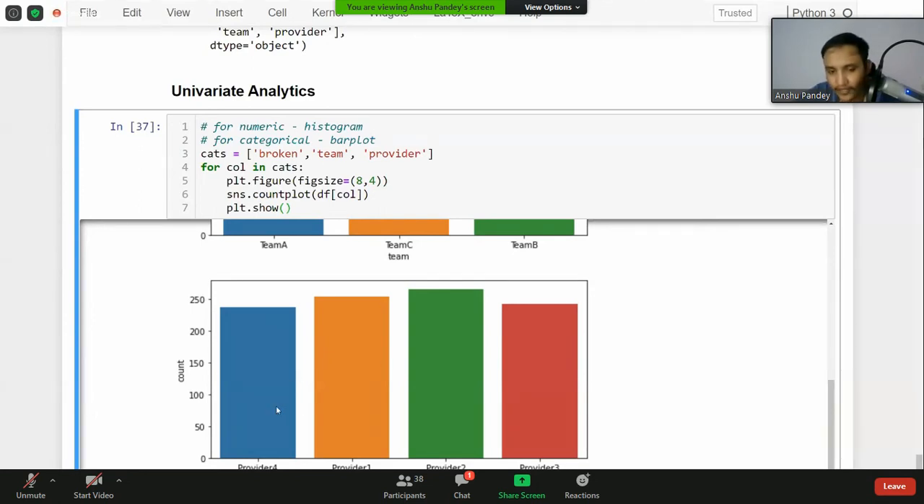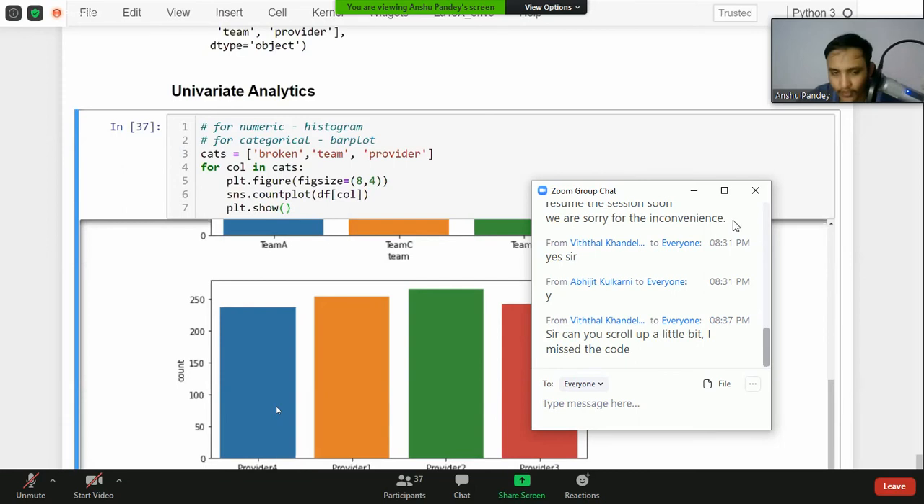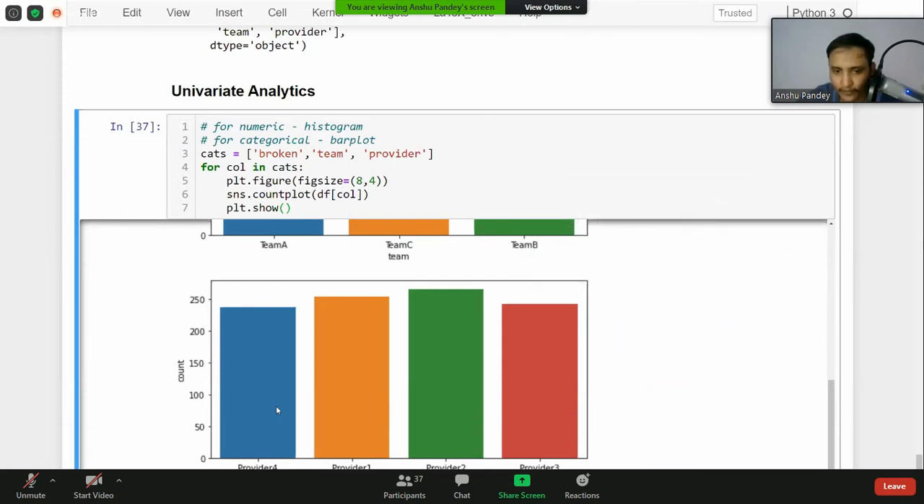Provider simply shows that there are 4 providers: provider 1, provider 2, provider 3, provider 4. The number of machines purchased from each provider, each vendor, is approximately equal as well. It's just that provider 2 has a little higher number of machines delivered, provider 3 and 4 fewer, and provider 1 a little higher, like that. So this is the frequency, the count of machines that they're delivering to the factory.